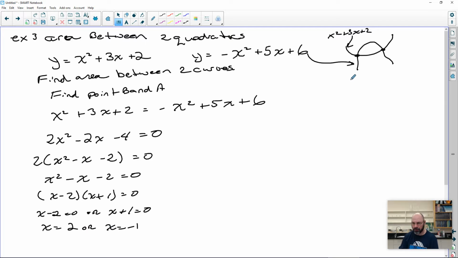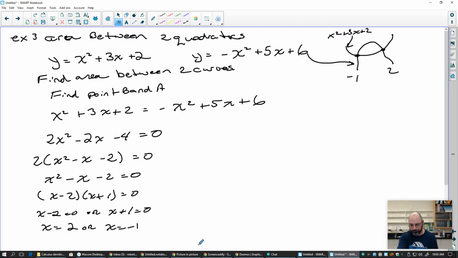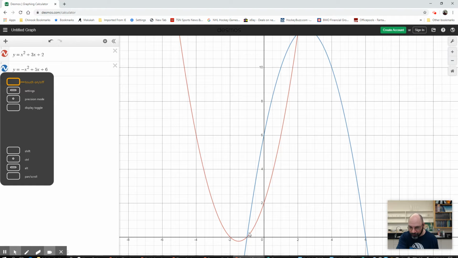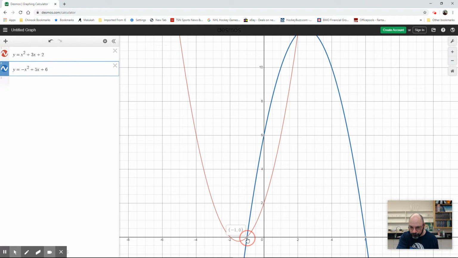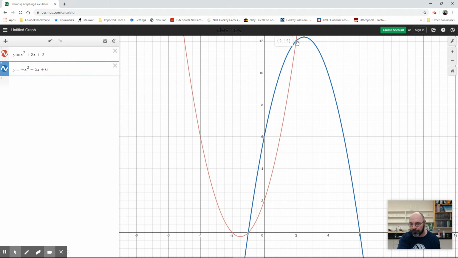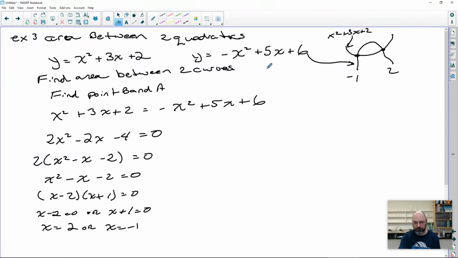So we know this one's negative 1 over here and this one is 2 over here. If we check in our Desmos diagram, it should match up. Where's my Desmos diagram? Okay, so there's our negative 1, and right here is our 2. So it matches up nicely. So we're on the right track.